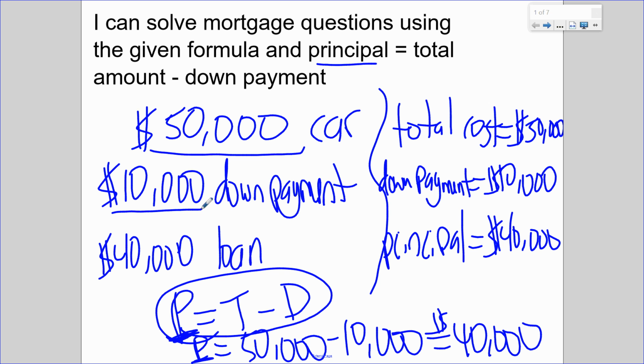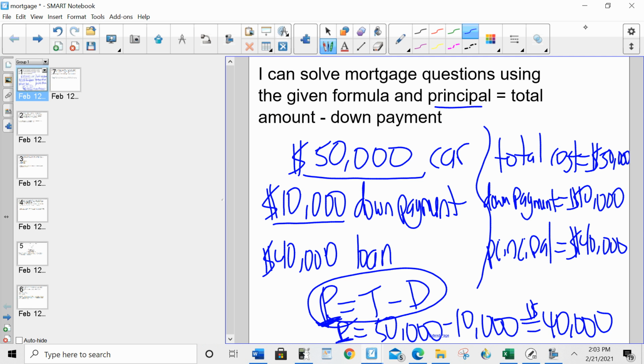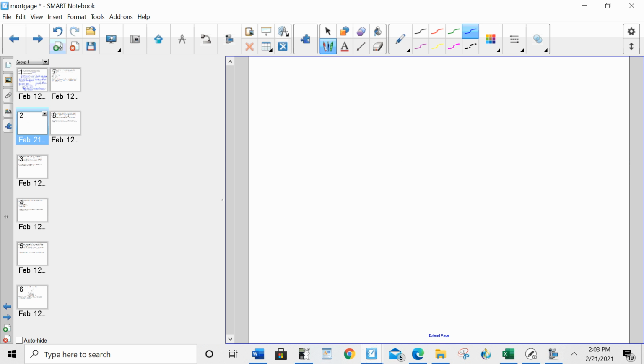Let's talk about some other little things that you need to know for this. They're going to come up. The monthly rate. For the monthly rate, just like with percents in general, we're going to divide the rate by 100 to make it into a decimal.